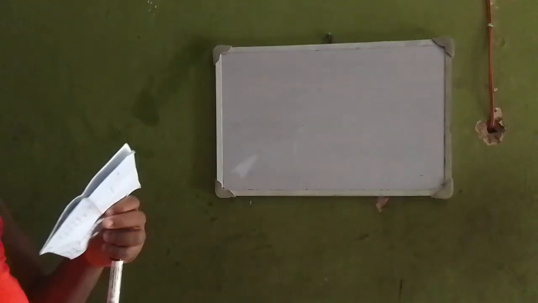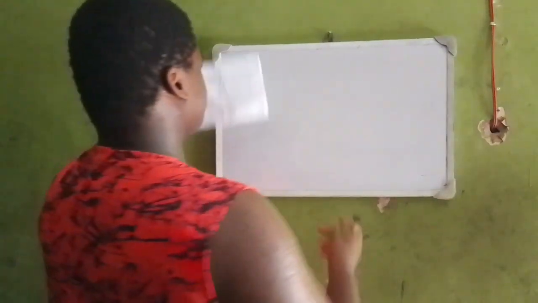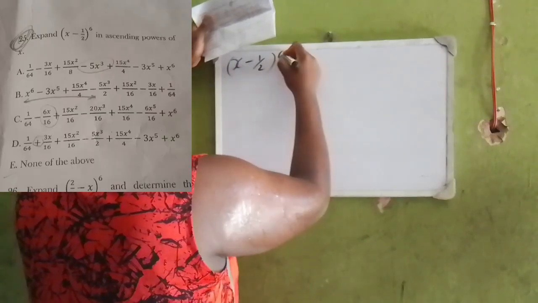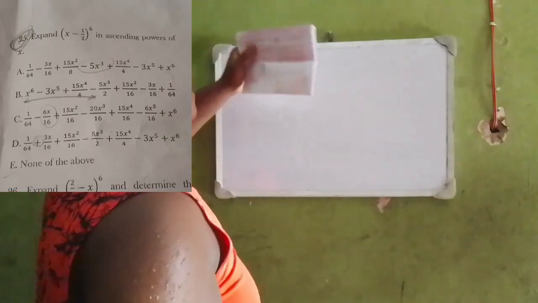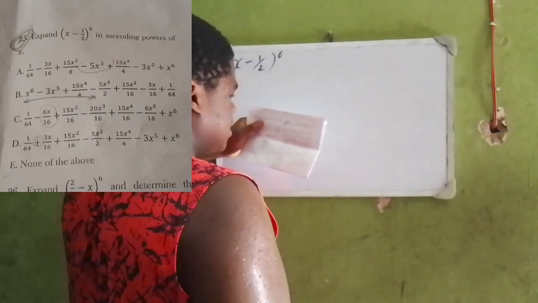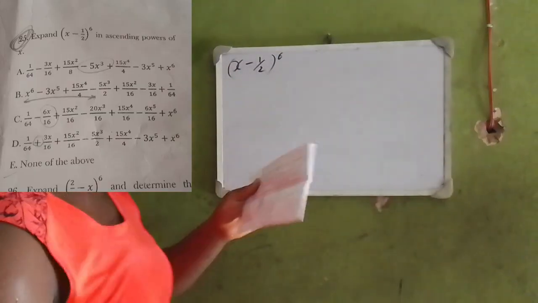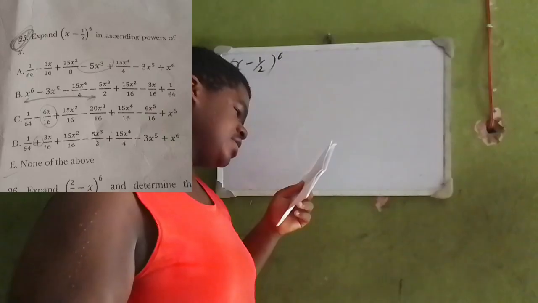Question 25 says we should expand x minus half to the power of 6. That is x minus a half to the power of 6. They say in ascending powers of x. So first of all, let's cancel some options. Okay, the ascending powers of x.